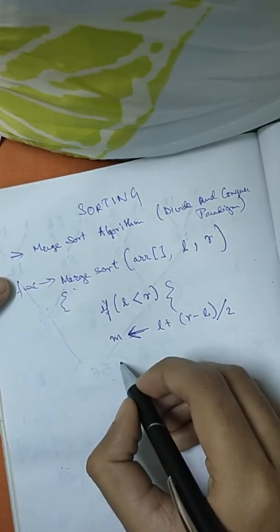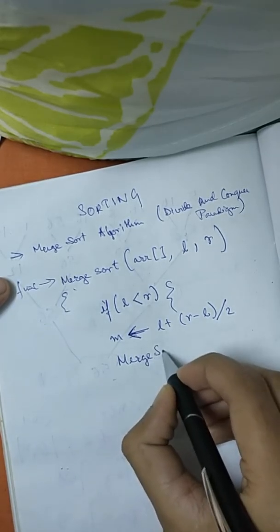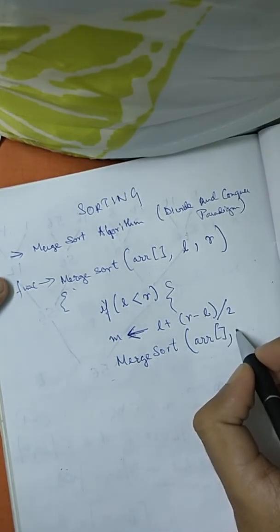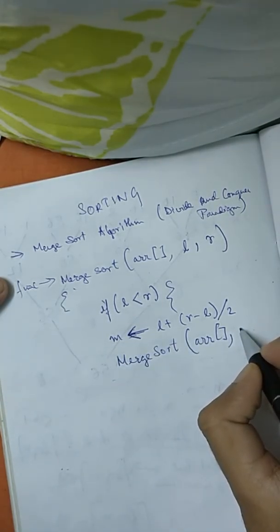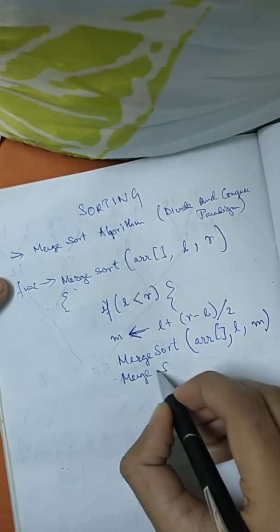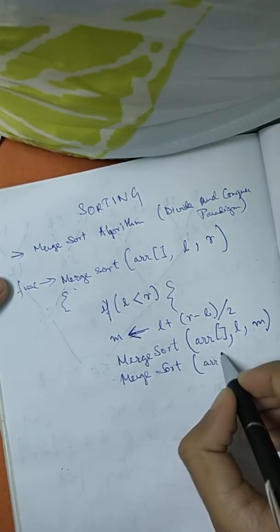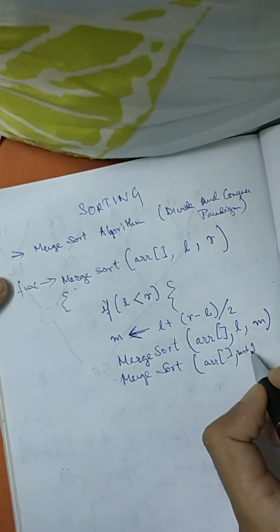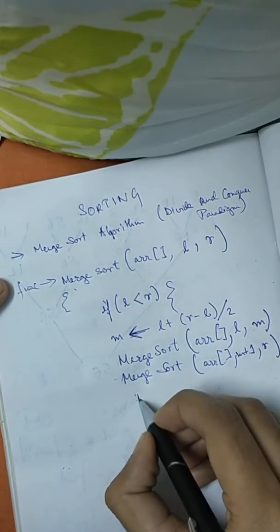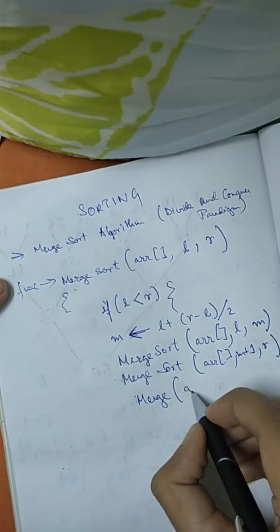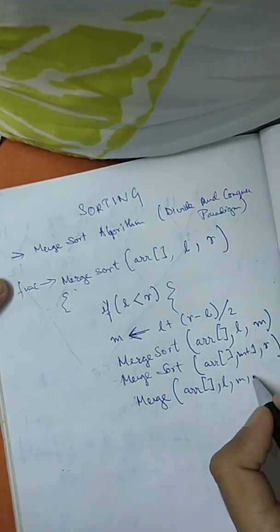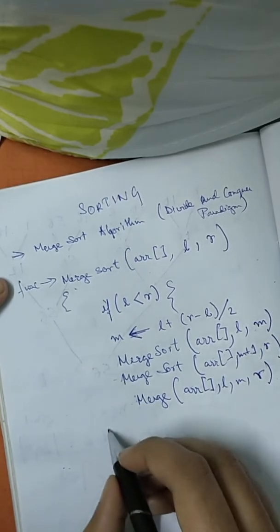And we'll just call merge sort recursively on the first part of the array, that is before M. So merge sort ARR, L comma M, and merge sort ARR, M plus 1 comma R. And then we'll call the merge function, which merges the subarrays. Okay, and we are done.